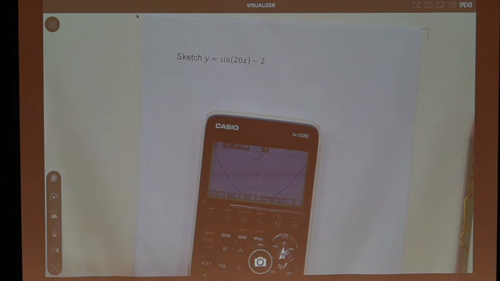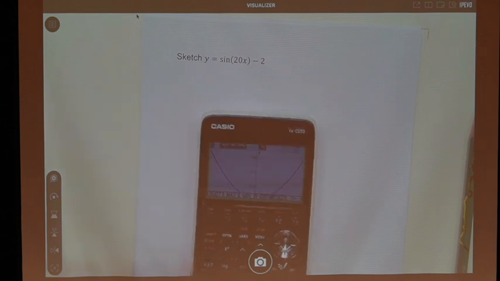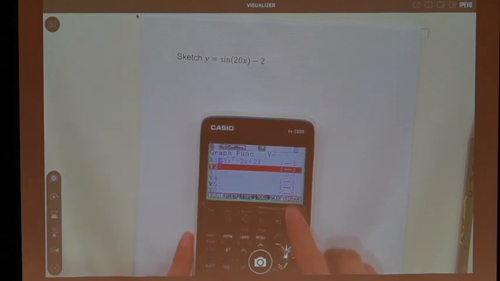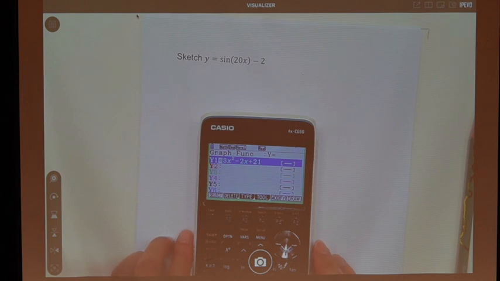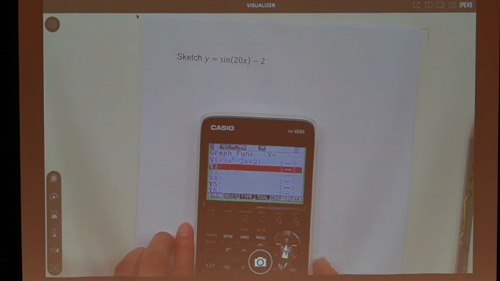Now, with the same one, can you sketch this for me? Either you can delete this equation or change it there, or what I will usually do, especially in an exam, I will deactivate this one and move to the next one. I will let this show the one I want to see at the moment.